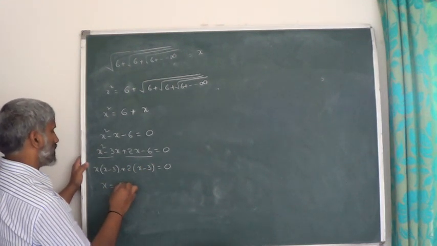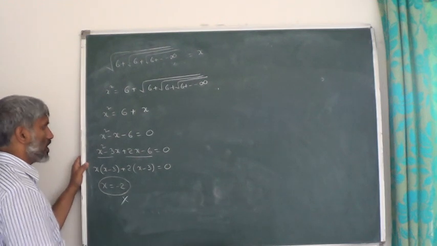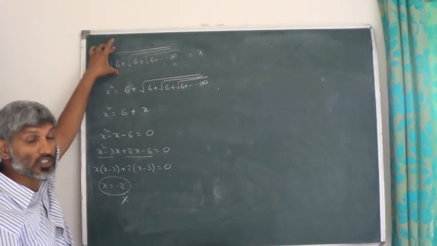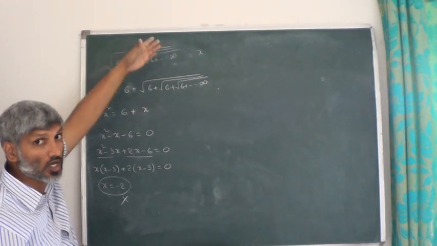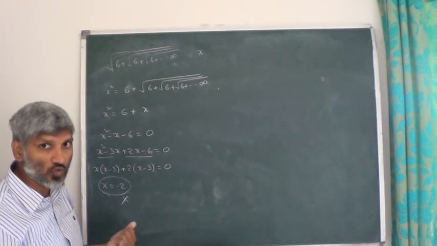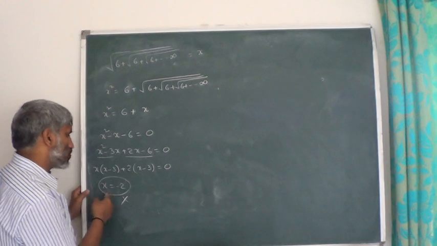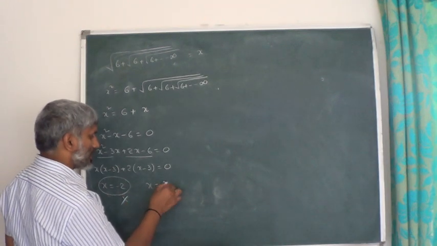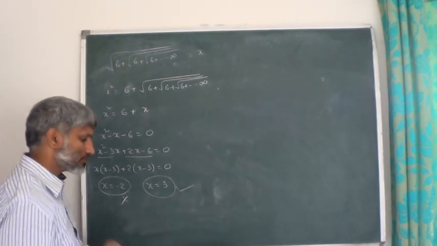Therefore we are getting x is equal to minus 2, which is not possible because square root of 6 plus 6 plus 6 plus and so on, you won't get a negative value, positive value only you will get. That's why minus 2 is not possible. That's why we can write x value is equal to 3.